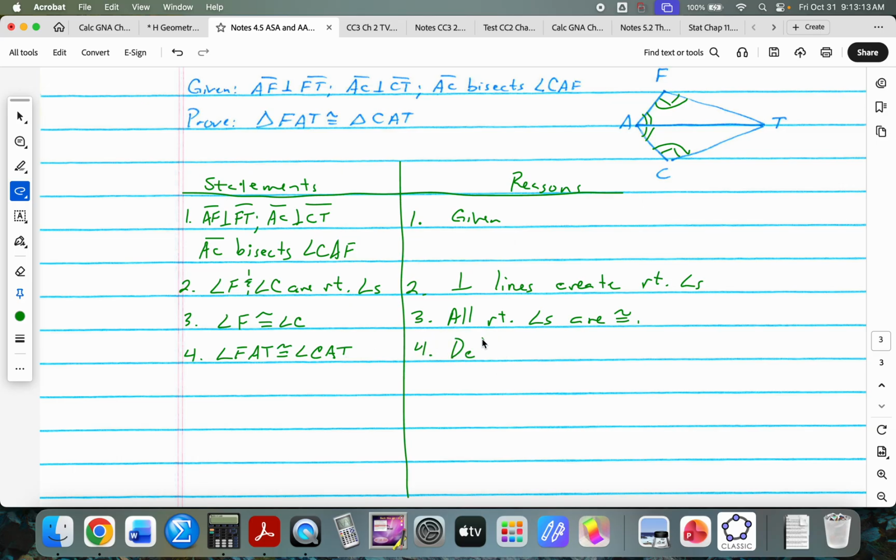And that's the definition of an angle bisector. Sort of like we've used the definition of midpoint, right? A midpoint divides one segment into two congruent segments. An angle bisector divides one angle into two congruent angles. All right. At this point, I've got two pairs of congruent angles. Angle, angle, angle isn't a thing. It doesn't prove triangles congruent. So that means somewhere in here I've got to have a side.